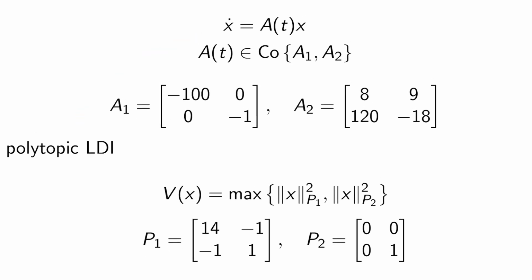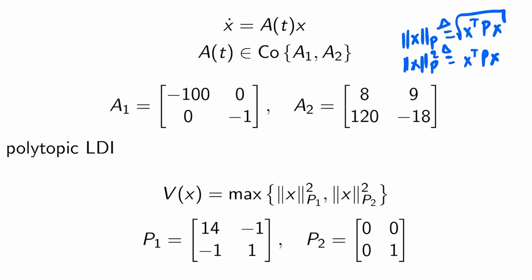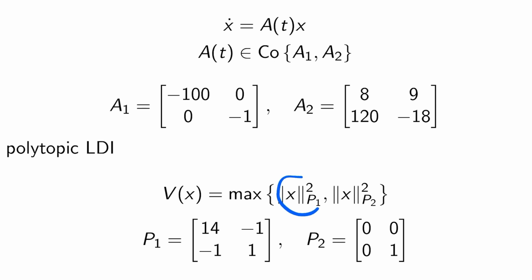And we have V of x. We have this Lyapunov function candidate, right? And just a quick notation: x transpose P x, this is square root of x transpose P x. Okay, so this is a shorthand notation, instead of writing here x transpose P1 x, this is what we have.